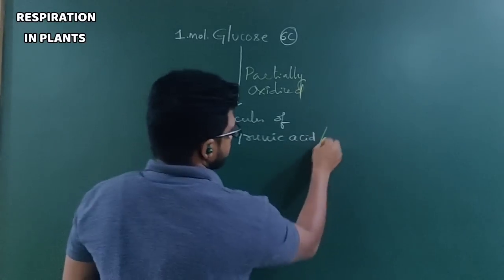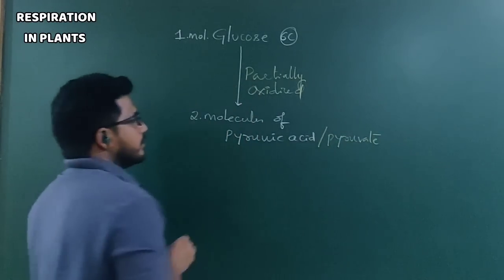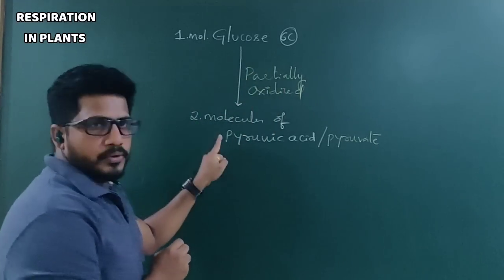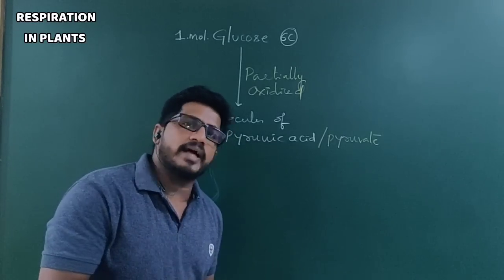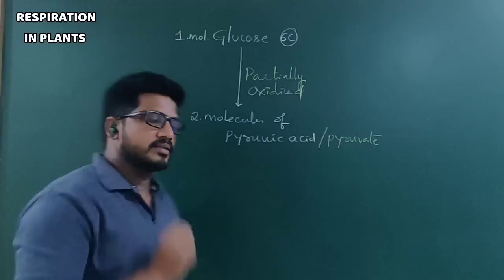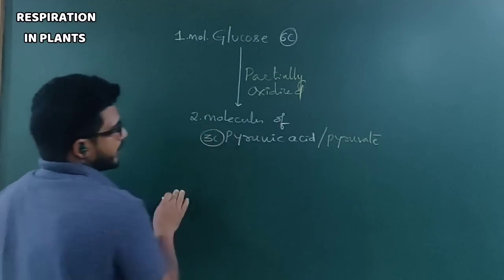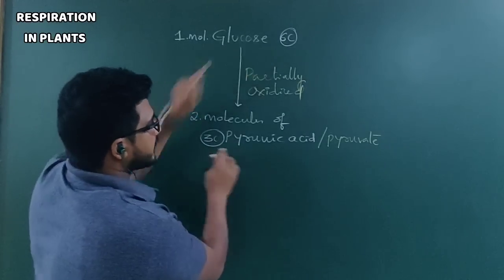This pyruvic acid is also called pyruvate. So 1 molecule of glucose has 6 carbons, meaning 2 molecules have how many carbons? 6 carbons. Means 1 molecule has how many carbons? 6 by 2, 3 carbons. So pyruvic acid is a 3 carbon component. 3 carbons into 2, 6 carbons. So 6 carbon becomes 6 carbon.